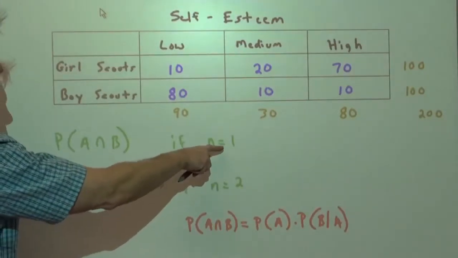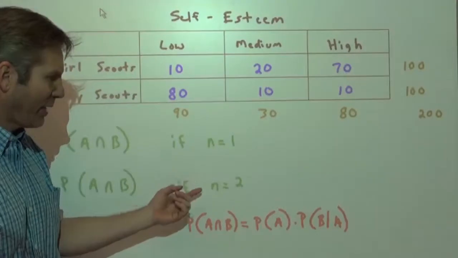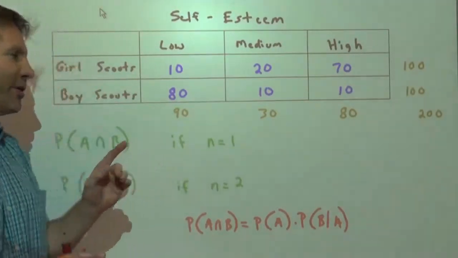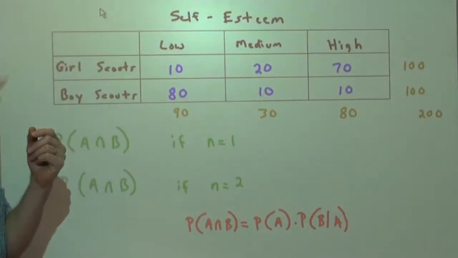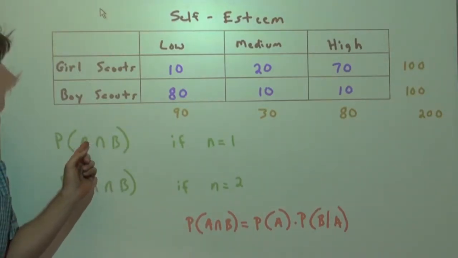If we select only one thing, in the world of probability and statistics, if you see n is equal to 1, we selected one thing, n equals 2, we selected two things, or whatever. When we only select one thing, the word "and" means intersection. I would argue that in that case, this is the correct symbol to use.